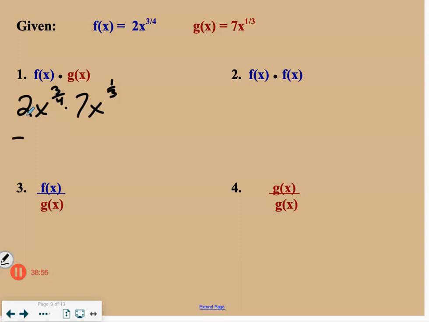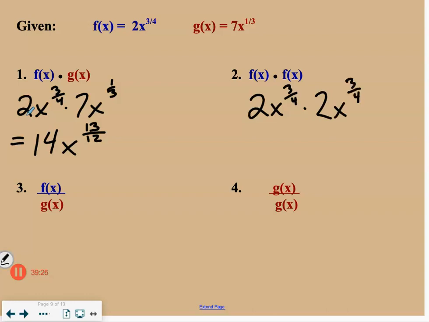So f times g, 2x to the 3/4 times 7x to the 1/3. 2 times 7 is 14. X to the 3/4 times x to the 1/3, is that x to the 1/4? No, you got to find an LCD. So your LCD is 12. So you have 9/12 plus 4/12, 13 twelfths. Add your exponents. Be careful. F times f, 2x to the 3/4 times 2x to the 3/4 is 4x to the 6/4, which of course we would write as 3/2, right?